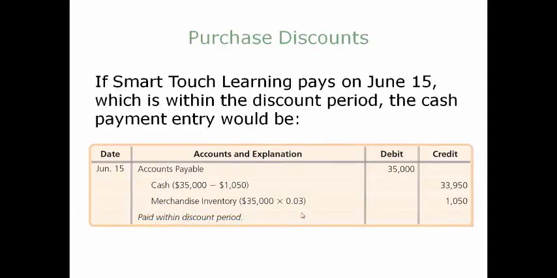Now, if they pay that within terms, if they pay that within their 15 days, we're going to take a 3% discount. So what's going to happen is we're going to reduce what we owed of $35,000. We're going to take the $35,000 less the 3% cash discount, and that's what we're going to pay. That's where the $33,950 comes from. And then we're going to take that other part of that cash discount that we had, and we're going to reduce our merchandise inventory by $1,050. And that's how an invoice would be paid.